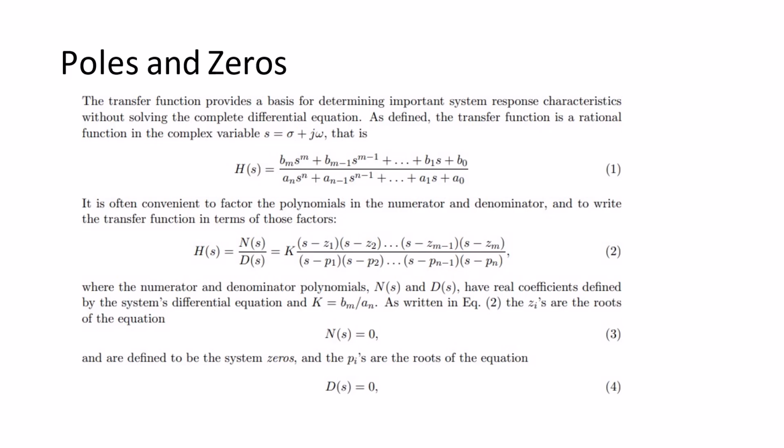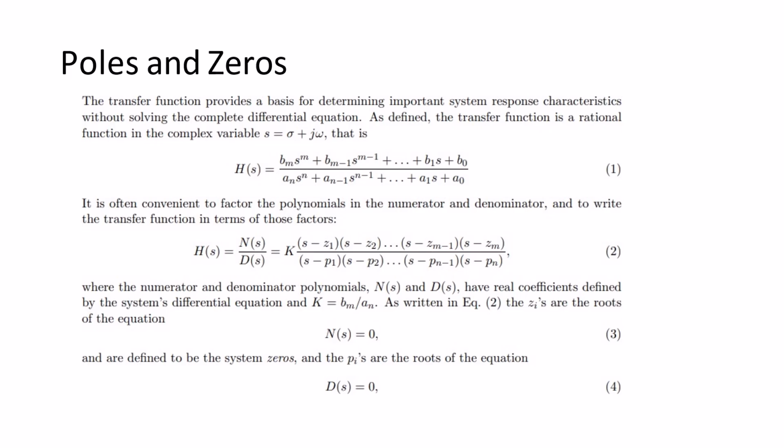So that implies we have m number of zeros, as the order of s is m, and we will have n number of poles. From the numerator we get the zeros, and from the denominator we get the poles. So in the numerator we have a polynomial equation, and in the denominator as well we have a polynomial equation.